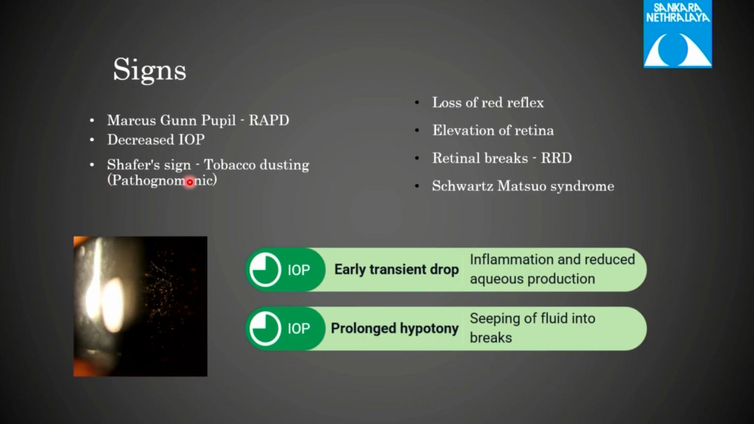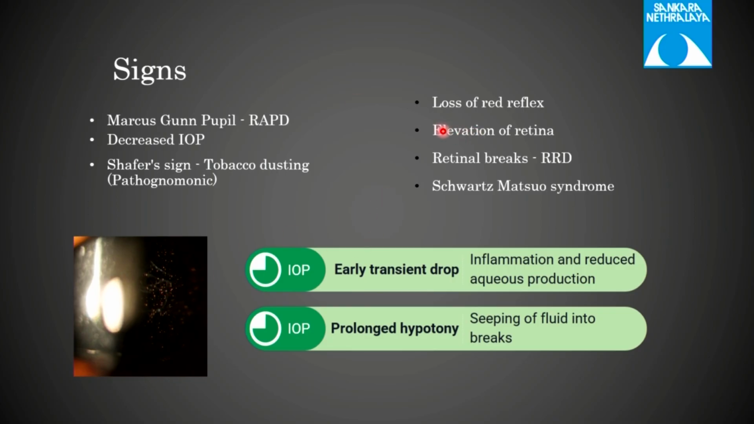Then Schaffer's sign is also called tobacco dusting. It is pathognomonic of rhegmatogenous RD. You can see pigment-like, dot-like structures in the anterior vitreous space. This is because the RPE migrates through the break into the anterior vitreous space. This is called Schaffer's sign or tobacco dusting seen in rhegmatogenous RD.